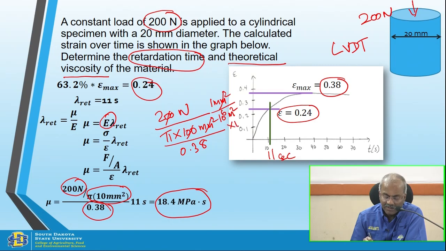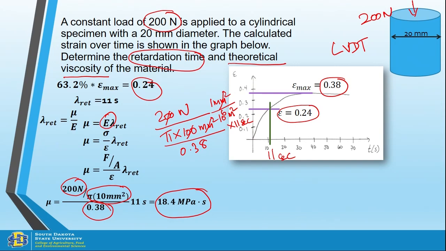And times the 11 second. So if you calculate that, you will get 18.4 Pascal, 18.4 times 10 power 6 Pascal, or 18.4 megapascal. And then this is second, so add the second.